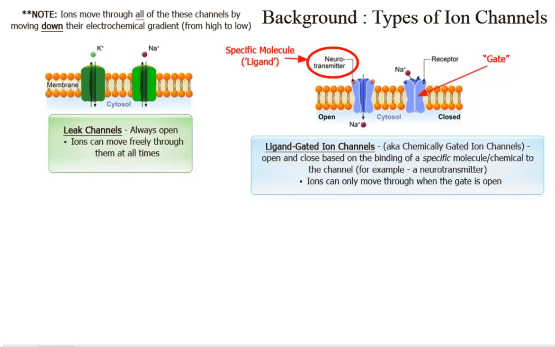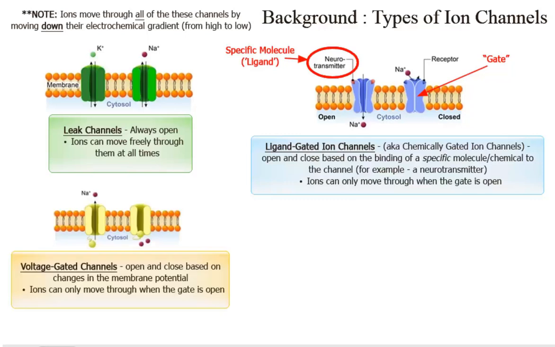For example, neurotransmitters are molecules that typically bind to ligand-gated channels on the postsynaptic cell that a neuron is talking to. The third type of channel is a voltage-gated ion channel. As the name suggests, these are also gated, meaning that ions can only pass through them if the gate is open, not when the gate is closed. Voltage-gated channels open and close based on changes to the membrane potential. And we're going to talk a little bit more about membrane potential later on.